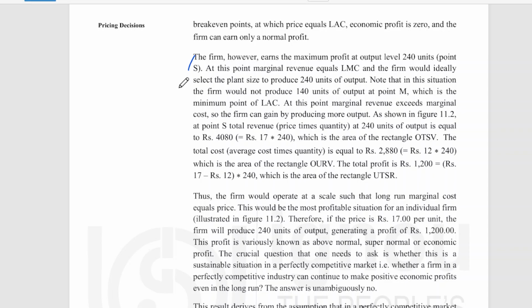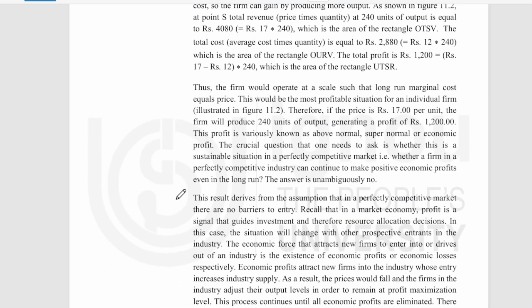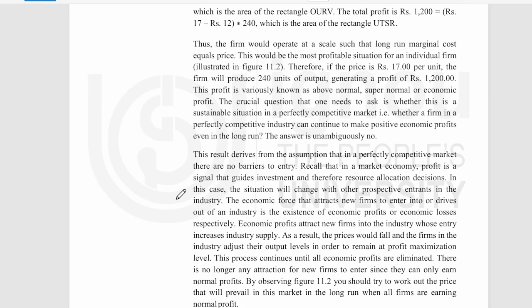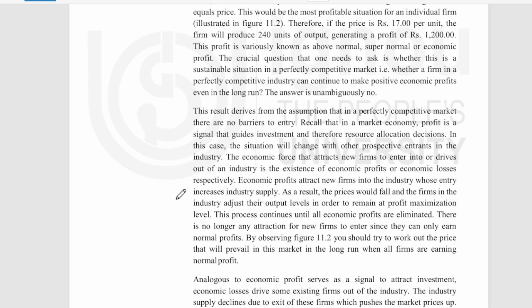And note that in this situation, the firm would not produce 140 units of output at point M, which is the minimum point of LAC, and thus the firm would operate at a scale such that long run marginal cost equals price, and this would be the most profitable situation for an individual firm. Therefore, if the price is Rs 17 per unit, the firm will produce 240 units of output, generating a profit of Rs 1,200,000. This profit is variously known as above normal, supernormal, or economic profit.